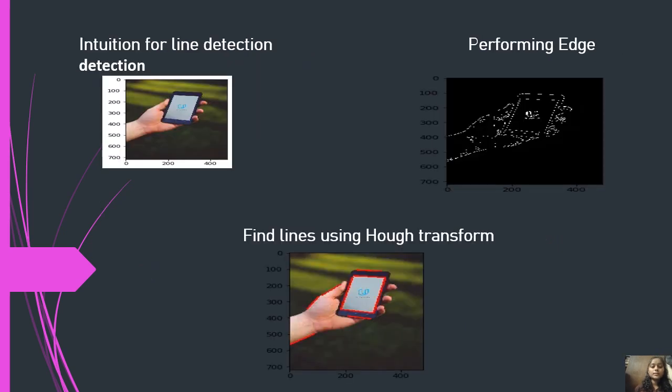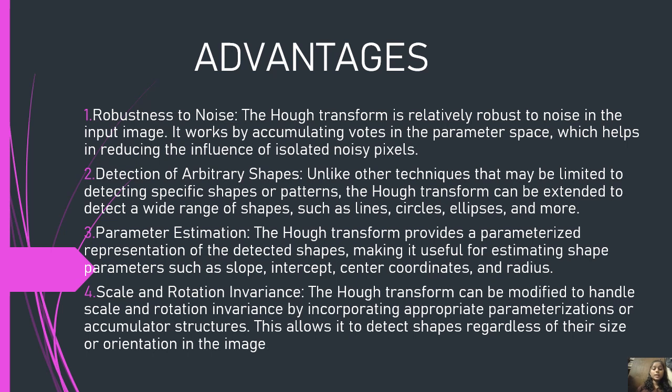And we can see here the intuition for line detection and performing edge detection, and also finally finding the lines using the Hough transform. Let's look into the advantages. Robustness to noise. The Hough transform is relatively robust to noise in the input image. It works by accumulating votes in the parameter space, which helps in reducing the influence of isolated noisy pixels.